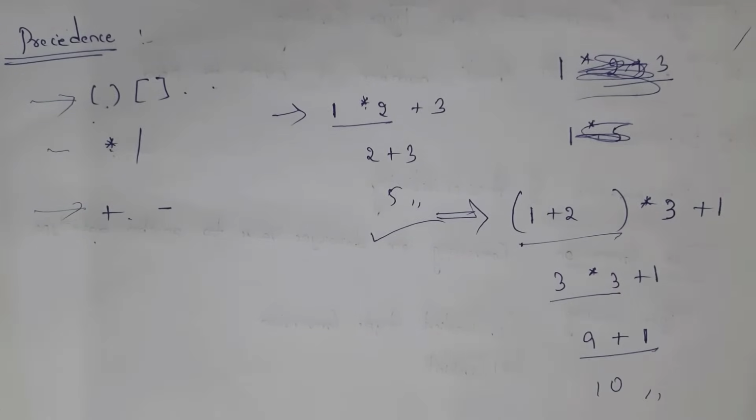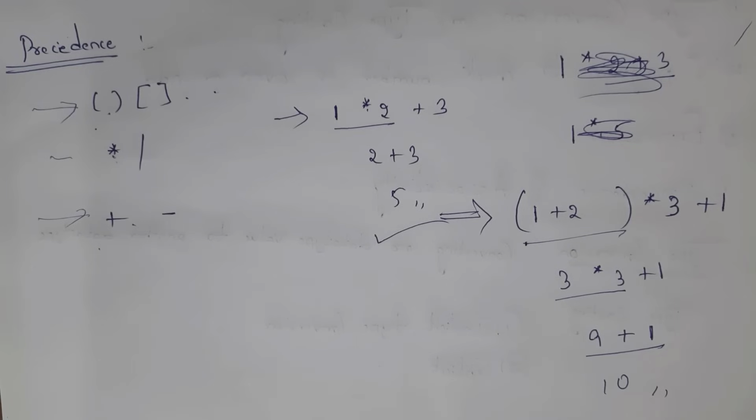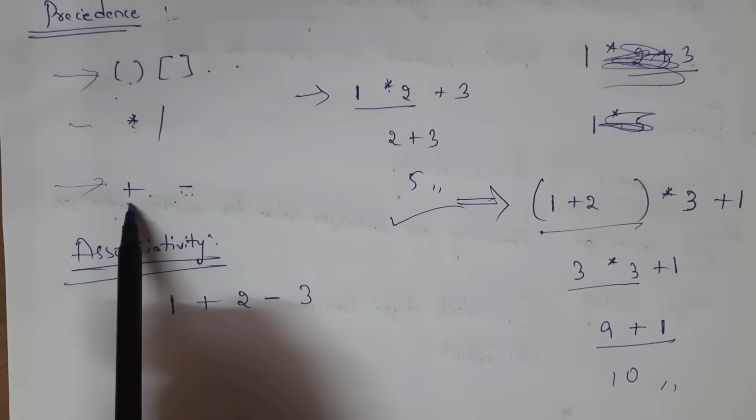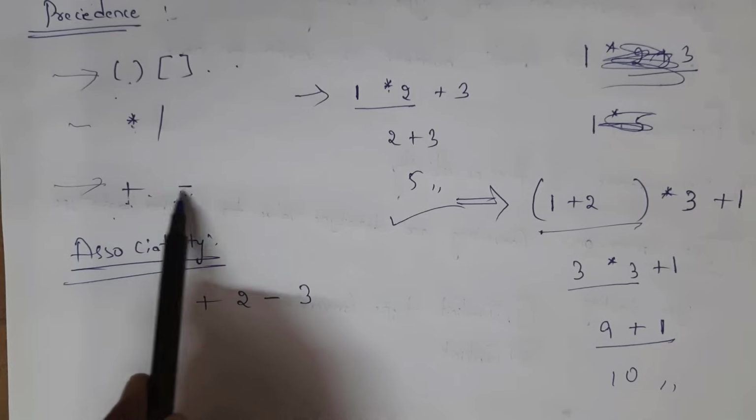This is my answer. Precedence is nothing but priority: which operator has high priority and which operator has low priority. Based on that we need to perform calculations. Next I will explain what is associativity. Here plus and minus both operators have the same priority. The precedence of plus and minus is the same.